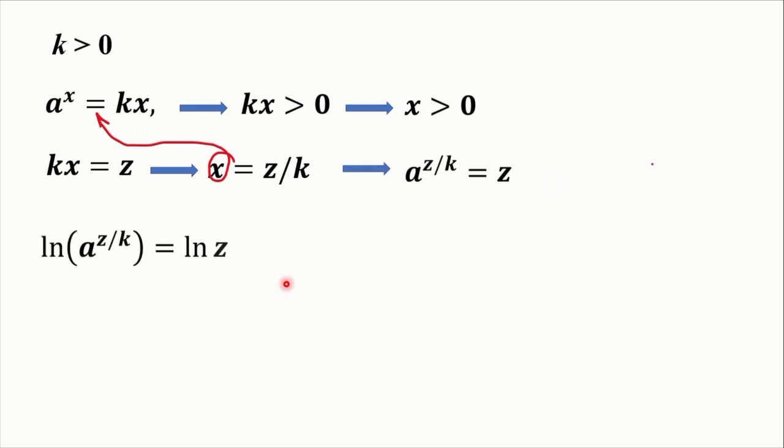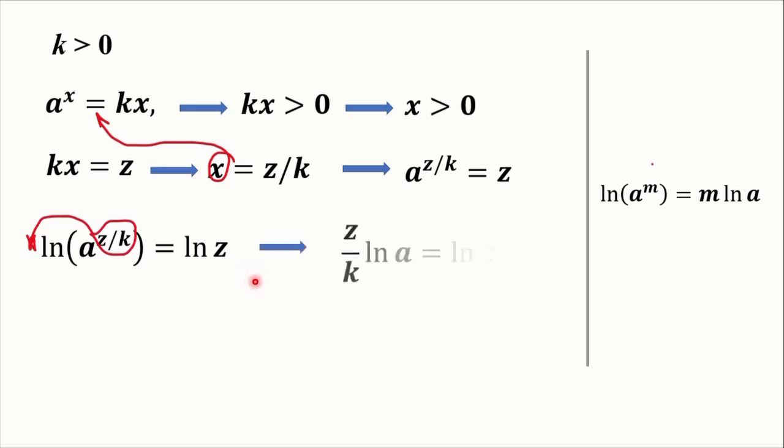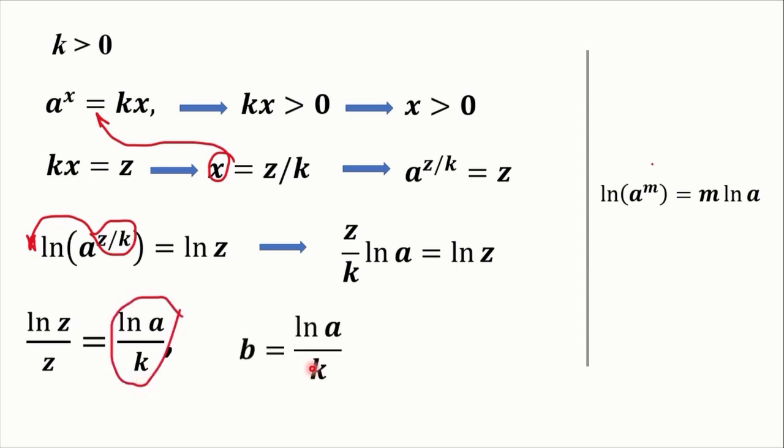We take the logarithm of both parts of this equation, use a well-known formula of algebra, and here we will have this equation. We divide both parts by z, and we have another form of the same equation. We replace ln a over k with b, so b equals ln a over k, and this equation will have a simple form where b is a real number.